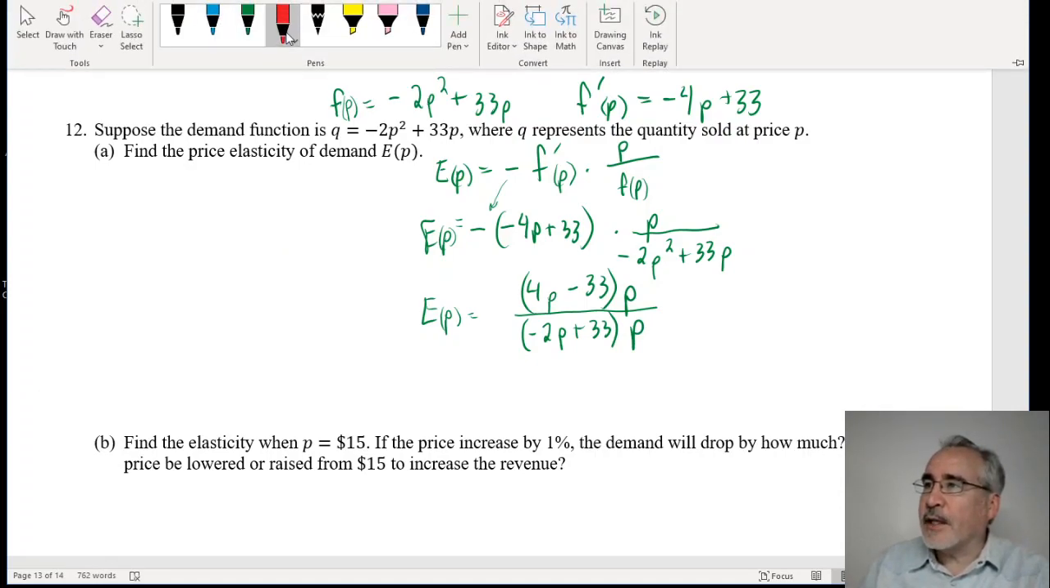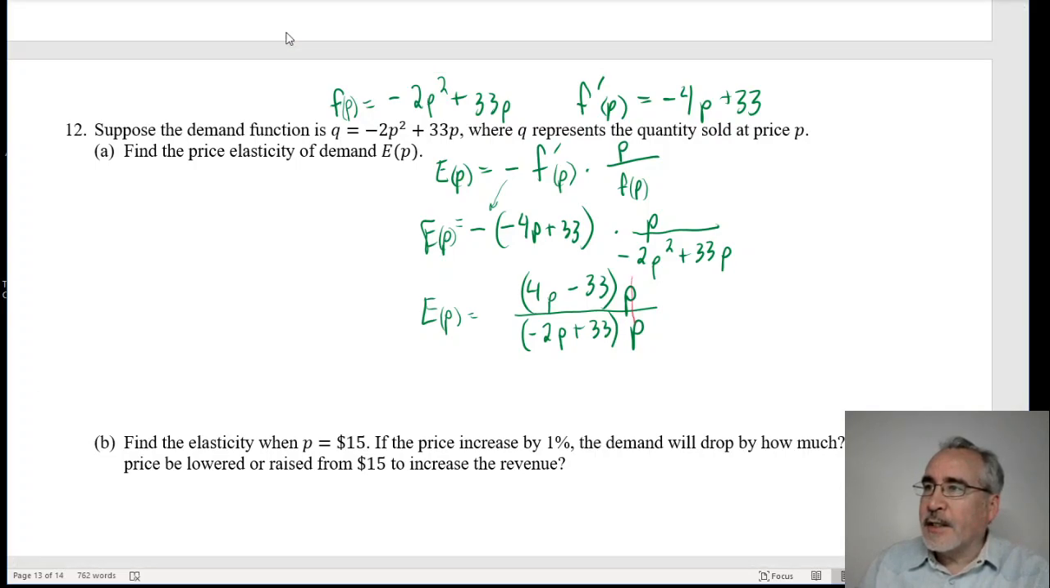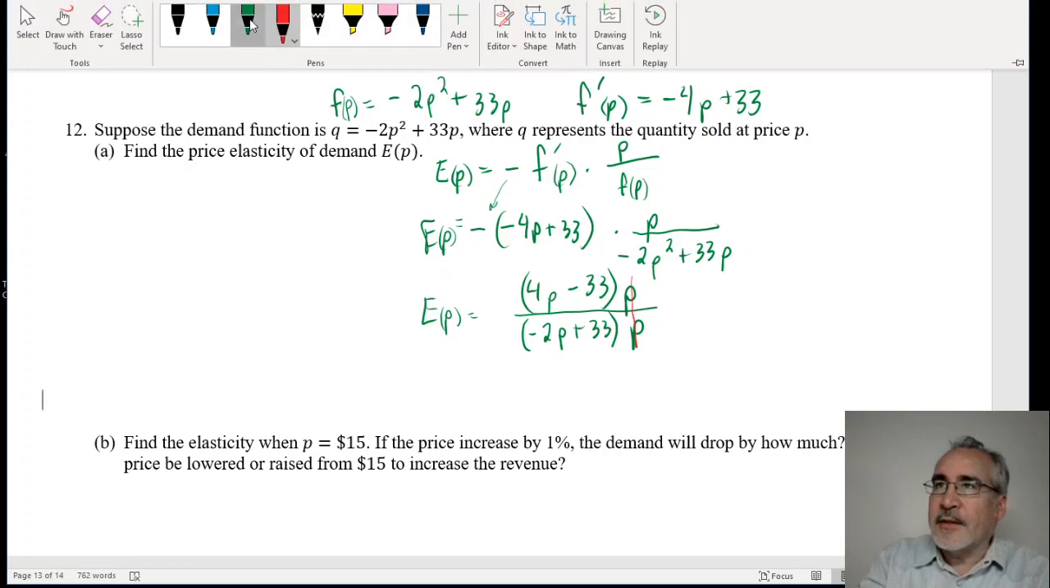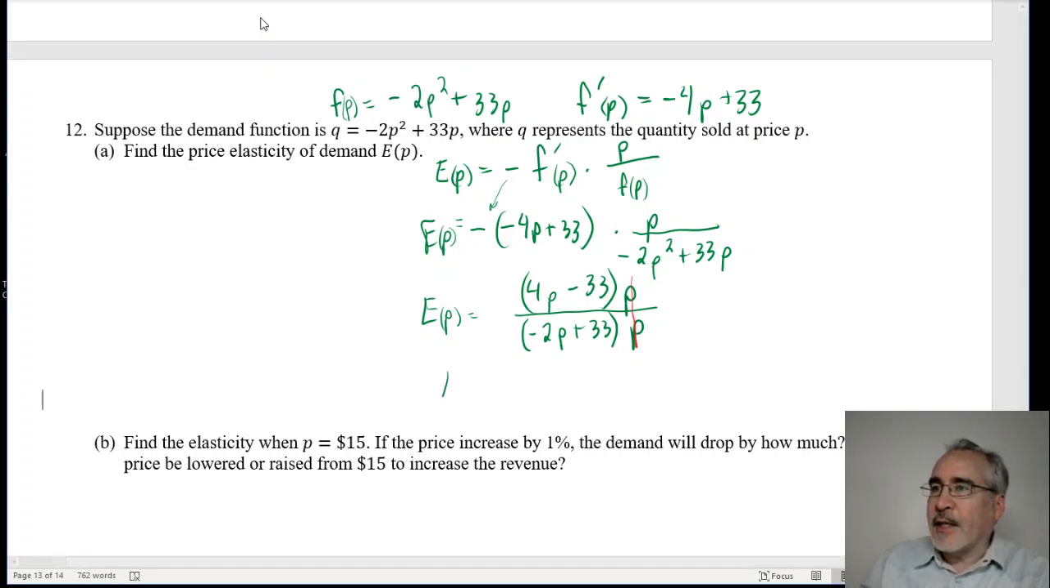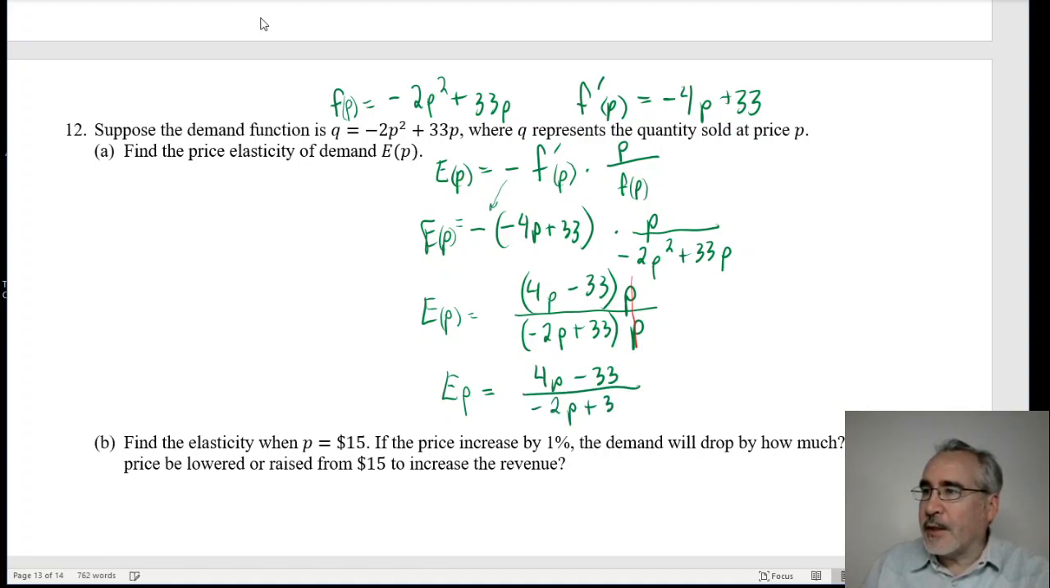It wouldn't be wrong to kind of leave this all, but they oftentimes want it in simplified or reduced version. So we're going to do that. We get our final answer. E of P is 4P minus 33 over negative 2P plus 33. Okay, find the elasticity of demand function. That's what we've got. E of P.